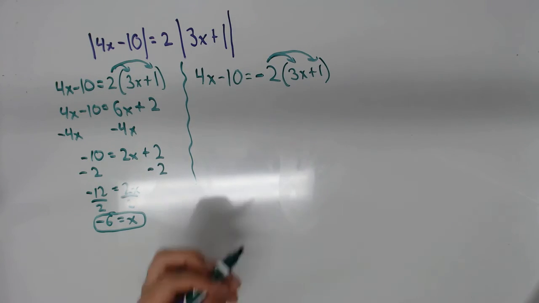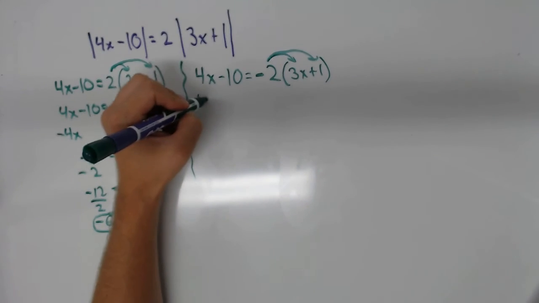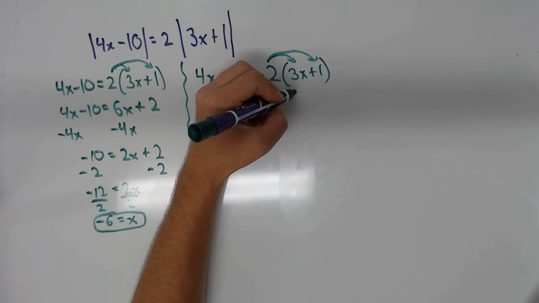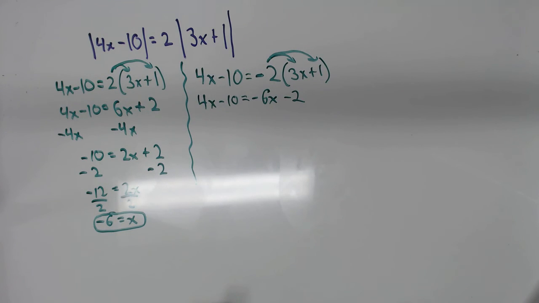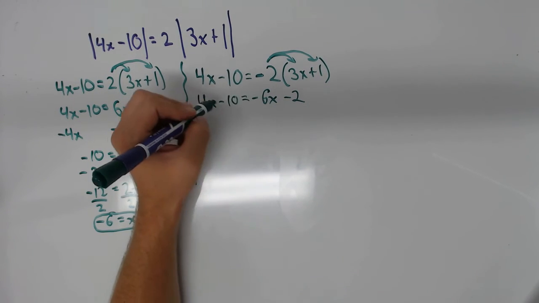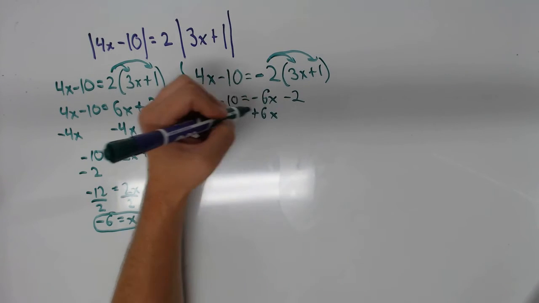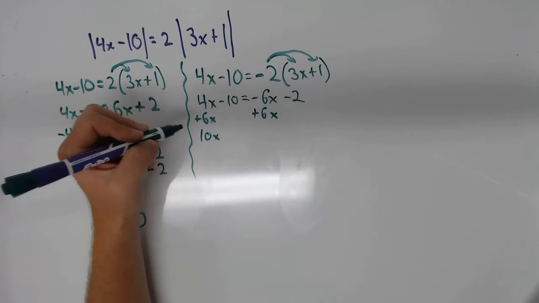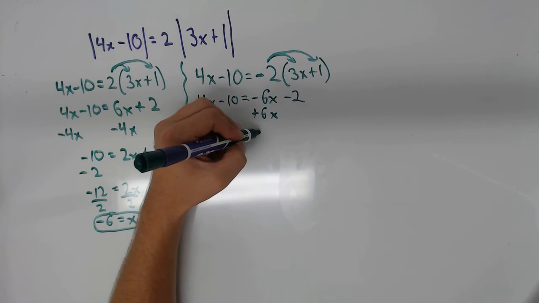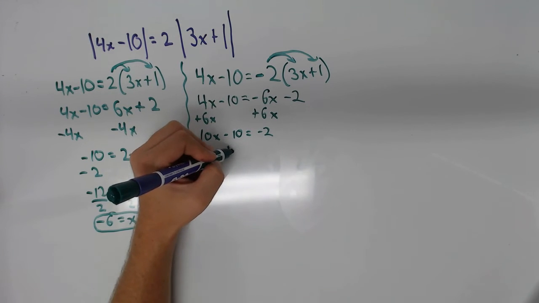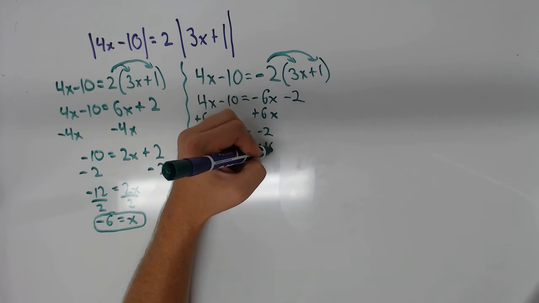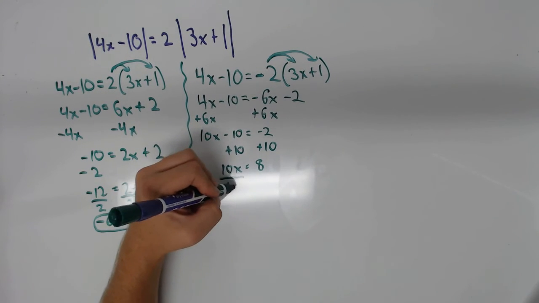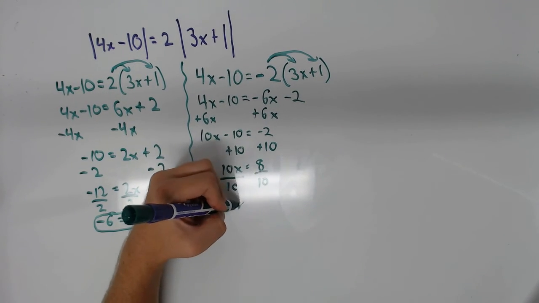Let's take a look over here. Distribute negative 2. I get negative 6x minus 2. Then I'm going to combine the x's. Now I want to add 6x. Same reason as before, I like to keep my variable part positive. Add 10 to the other side to get all the constants together. And then divide. Well, that's not pretty, I'm going to get a decimal.